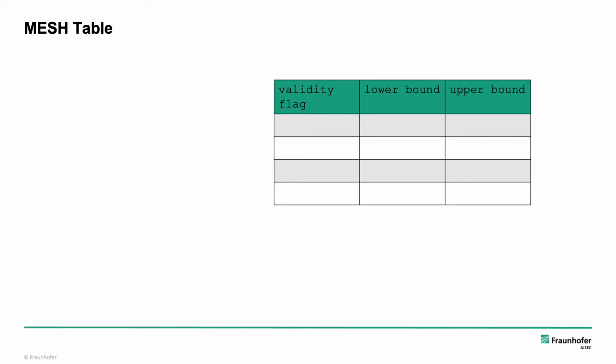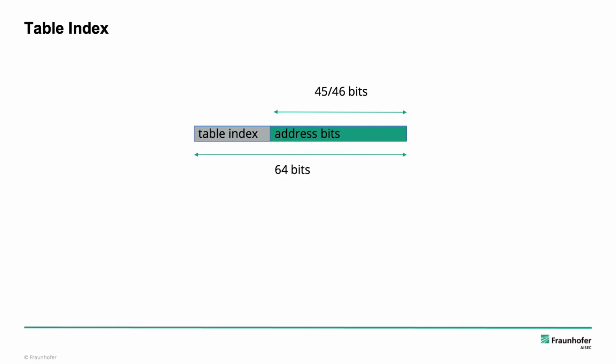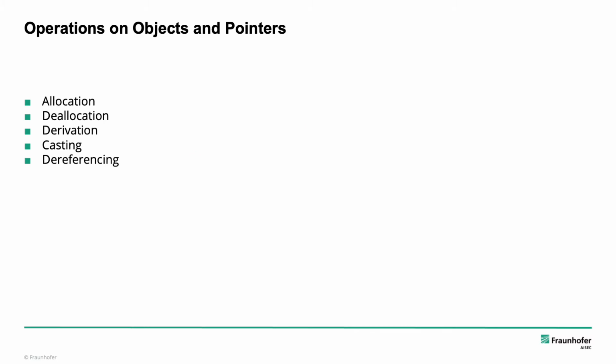As mentioned before, to achieve memory safety, we need metadata. In Mesh, we store both the temporal and the spatial metadata in a table, which we call the Mesh table. To map pointers to metadata, we use the pointer tagging technique to directly store the table index inside the unused bits of the pointer.